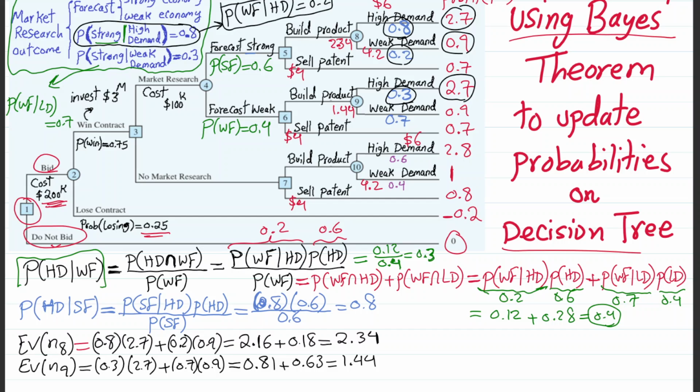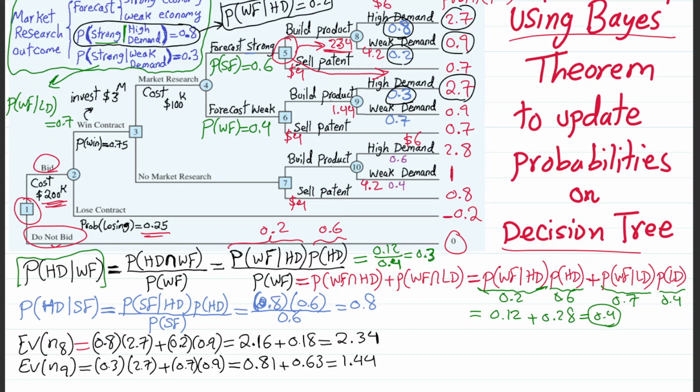But let's go back to node 8. Let's look at decision node number 5. So what's going on? If I build the product, on average, I expect to get $2.34 million in profit. If I sell the IP, I am going to get 0.7. So forgetting about the risk, which is associated with the standard deviation or variance of these outcomes, just looking at the average expected value, it's obvious that I have to proceed with building the product, because I am going to get on average 2.34 million, which is considerably higher than 0.7.